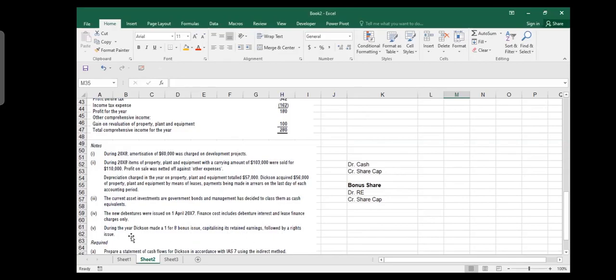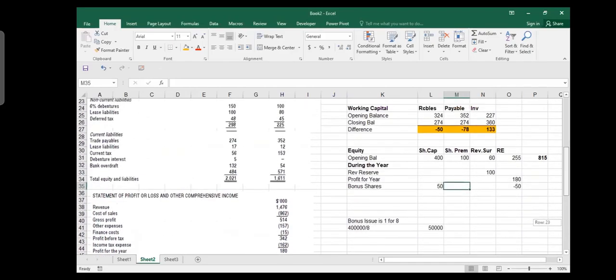Followed by a rights issue: after this you gave a rights issue. But how much was the rights issue? How many shares did you give in the rights issue? You do not know. They don't tell you at what price you sold them, what the premium was, and what the number of shares is. We don't know, but we can find it out ourselves.